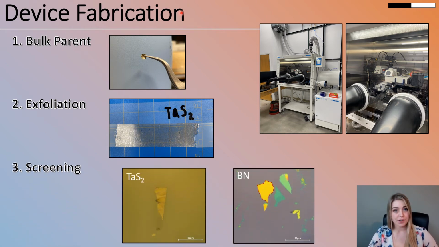Afterwards, I'm able to screen for flakes using an optical microscope. So here is an image of TaS2. The area of interest is this really transparent region, which is about 5 layers thick. We also have a flake of boron nitride, which again just serves to encapsulate the TaS2. We usually look for flakes that don't have cracks or defects or are around a lot of adhesive, like this green stuff, because it makes them more difficult to pick up.